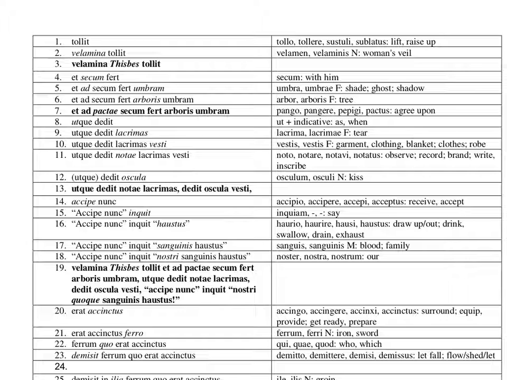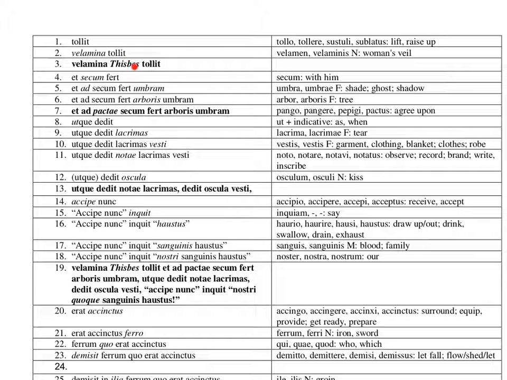Okay, number 2. Velamina tollit. I take it. Okay. He lifts the veil. Yes. Notice this is Ovid using the funky poetic plural again because he obviously only lifts one veil, but velamina, with that A, neuter plural. Okay. Velamina Thisbes tollit. He lifted up Thisbe's woman's veils. Yeah, it's one veil. Poetic plural.